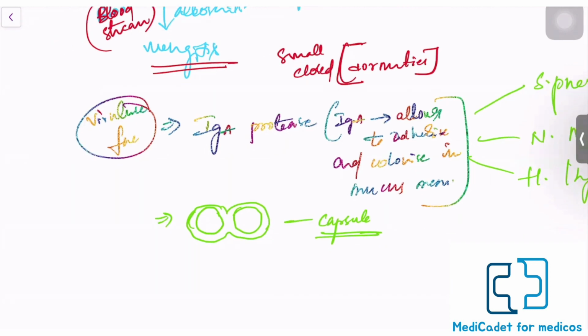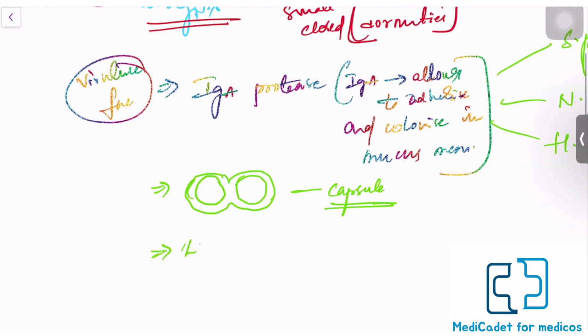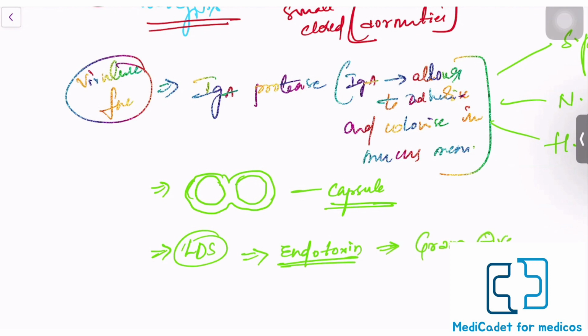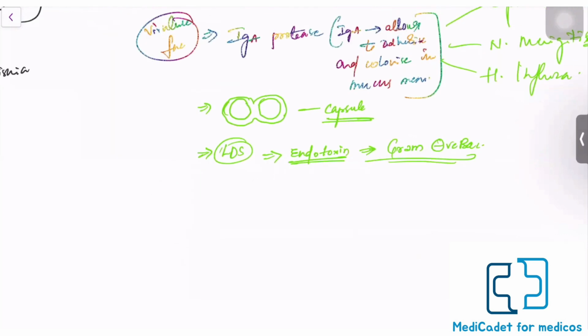Then we have one more thing, lipo-oligosaccharide. What is this lipo-oligosaccharide? I can write it as LOS. This is an endotoxin, which, when we discussed gram-positive bacteria, we never saw. This is a toxin which is present in the membrane of gram-negative bacteria only. So when you have activated lipo-oligosaccharide, what will happen? It will induce TNF-alpha, interleukin-1, and it will cause sepsis.